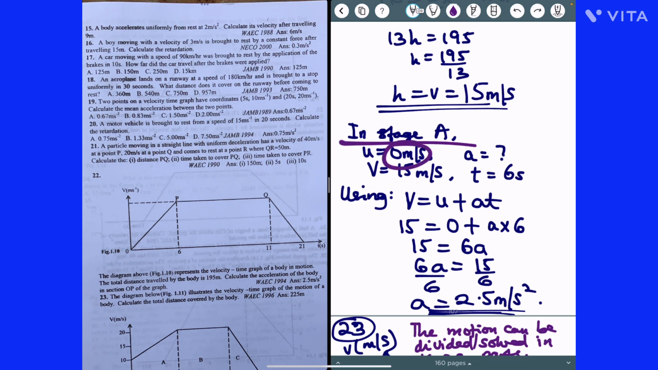So let's go ahead and use that. In stage A of the motion, initial velocity is 0. Final velocity attained is 15. Time taken is 6 seconds. So using V is U plus AT, 15 is 0 plus A times 6. That gives you 6A is 15. And the acceleration in that part will be 15 over 6, 2.5 meters per second squared.